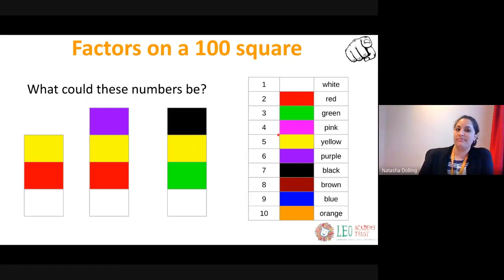So it could be, hopefully this is the pattern that they spot, it could be 10, could be 20, could be 30, could be 40, could be 50. Oh, what do we spot about those numbers? What about squares that have a red cube, a yellow cube, and a purple cube? So now we're looking at what numbers are in the 2 times table, the 5 times table, but also the 6 times table. Are there many of them?